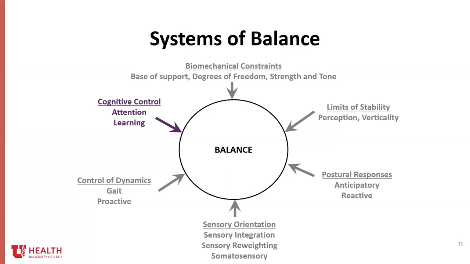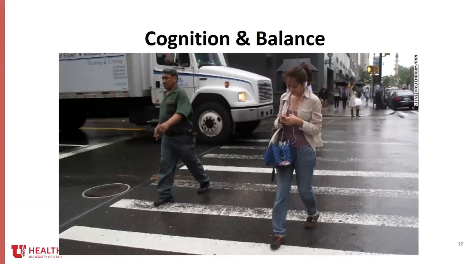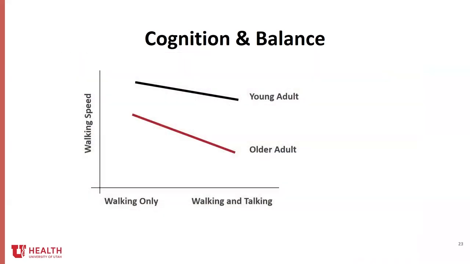The last system of balance is our cognitive control. You can think about walking or standing and either carrying a conversation or texting or trying to pay attention to this lecture. All of this requires cognitive resources. We can think about cognitive resources as how hard it might be. And any of these tasks will create some type of challenge to our cognition.